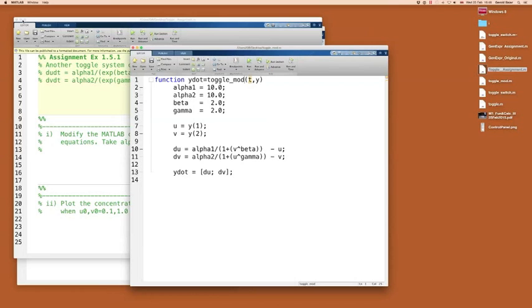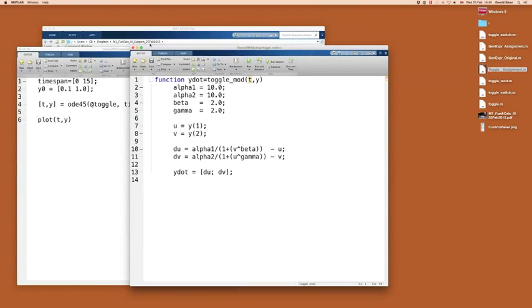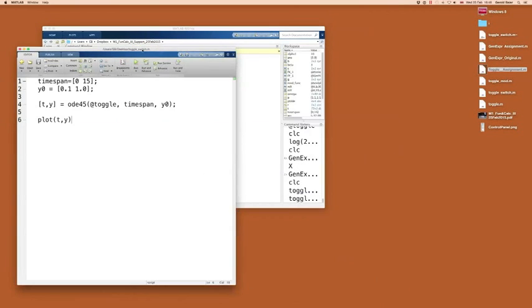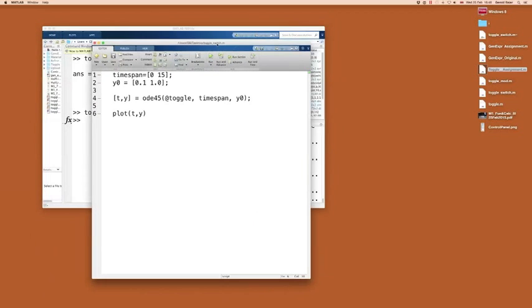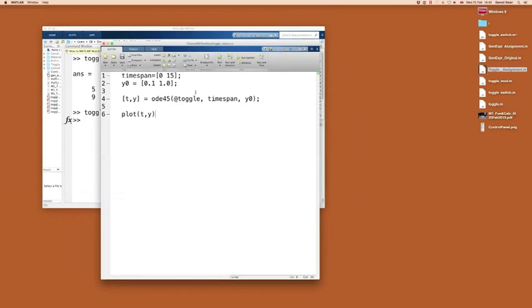So that's great. Okay, so go back to the original toggle switch script file. Previously we called toggle. Now all we want to do is call toggle mod.